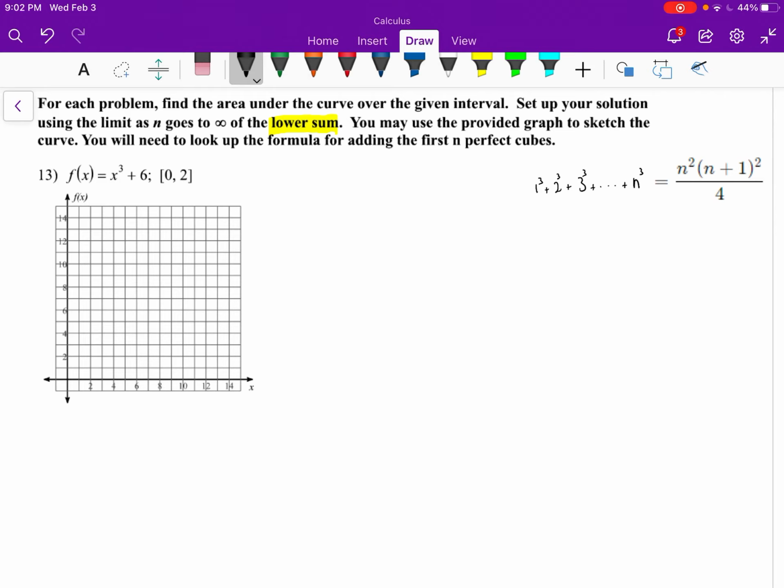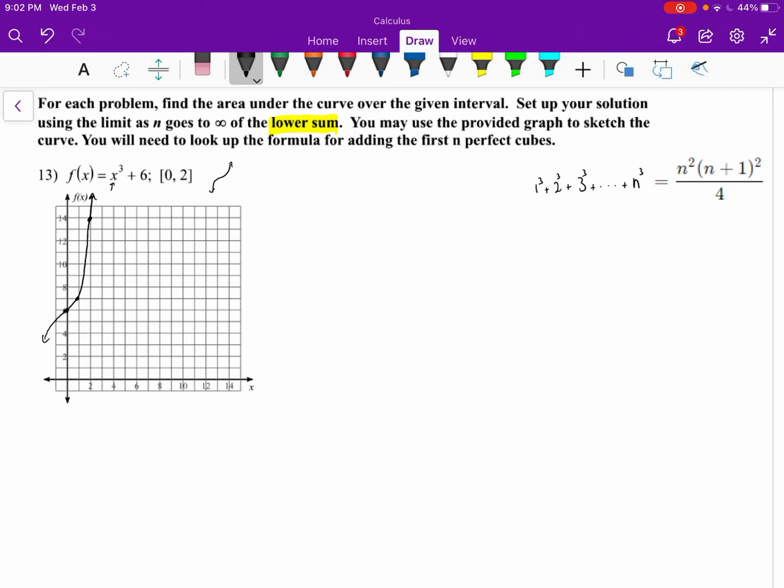We know it's an x cubed function, so it's going to look something like this. But let's go ahead and get some good values in here. So if you put in 0, it's going to be this function moved up 6. So there we know it will go through 7. And then if you plug 2 into here, 2 cubed is 8 plus 6 is 14. And so the graph looks something like this.